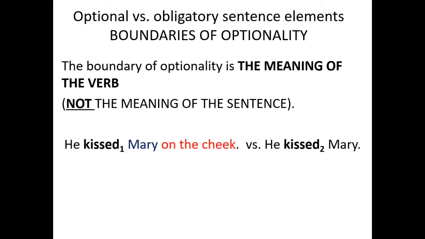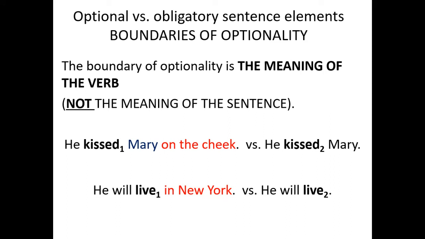So when you say he kissed Mary on the cheek versus he kissed Mary, does kiss 1 and kiss 2 mean the same? Yes, they do. So on the cheek is an optional adverbial. But if you say he will live in New York versus he will live, live 1 and live 2 are not the same. Live 1 means inhabit, live 2 means survive. So by deleting in New York, you actually change the meaning of the verb to live. Live no longer means inhabit a place, live means survive. That's the boundary of optionality.